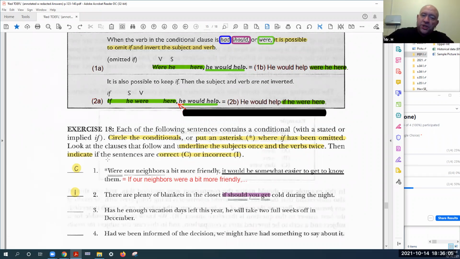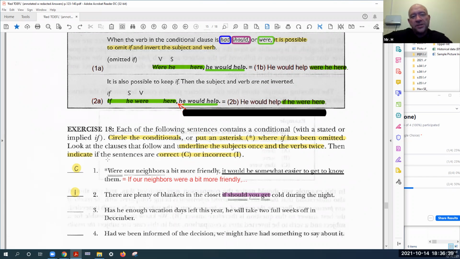All right. Number 2. You want to explain, Osama? Yes. There are plenty of blankets in the closet. If should you get cold during the night? If should is incorrect. We should put it after the subject. Or we can just remove if, bingo. And it's correct. That's right.